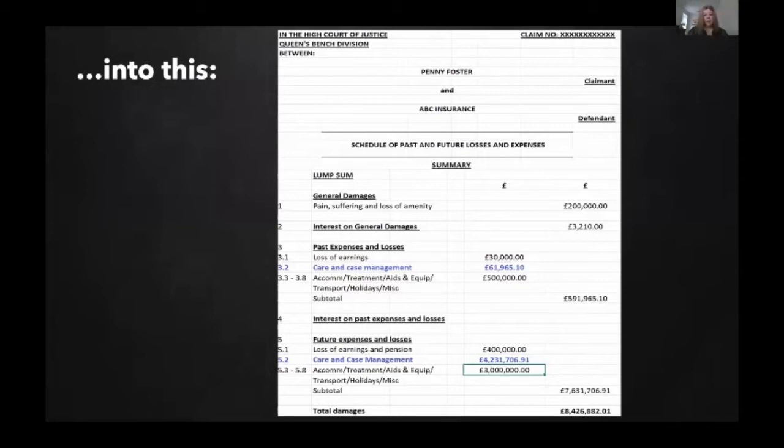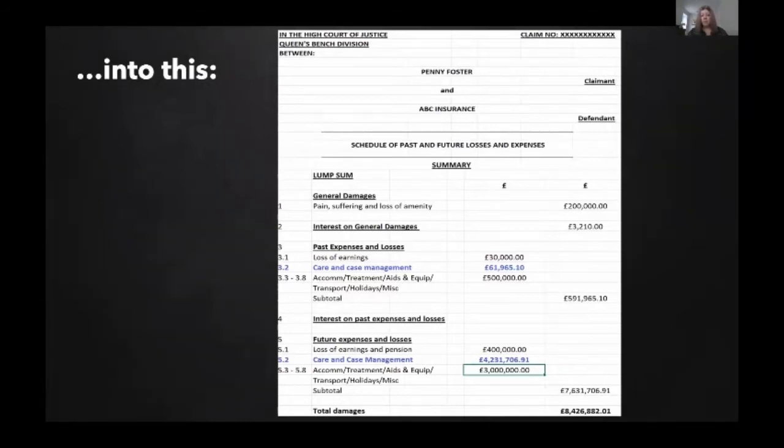And on this slide, this is the summary page of your schedule, where the total claimed for each head of loss is set out, added together, and at the bottom of the page is the total amount we'll be claiming for Penny expressed as a lump sum. As I've said, we'll talk about periodical payments later on.